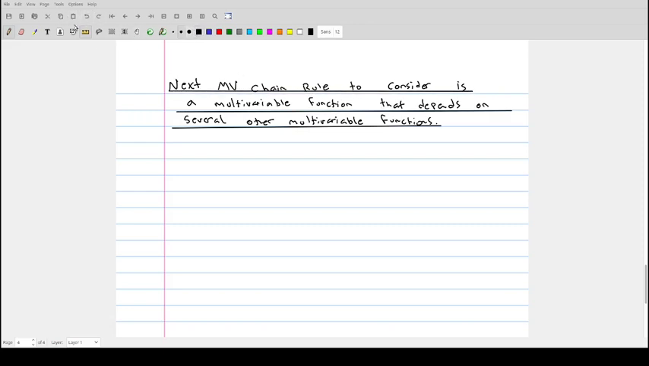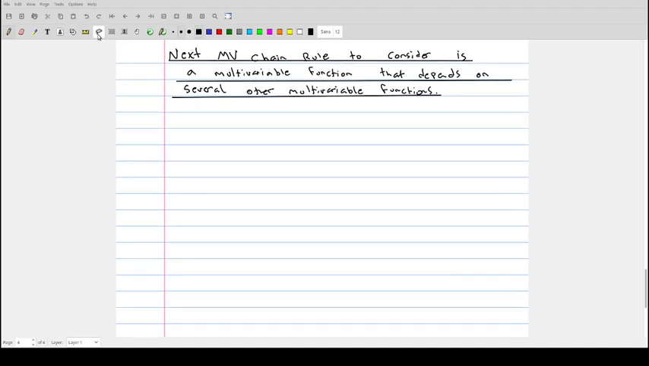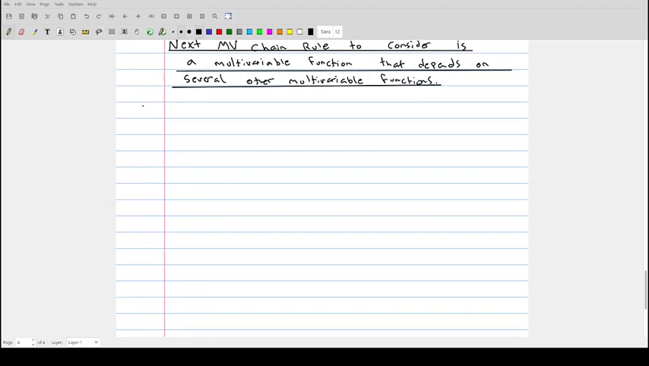And again, just like the other examples, you can do this in 2D, 3D, any number of variables, but we'll start by just considering the 2D case, where w is some multivariable function, say f of x, y, and we'll say that x is some function g of u, v, and y is some function h of u, v.